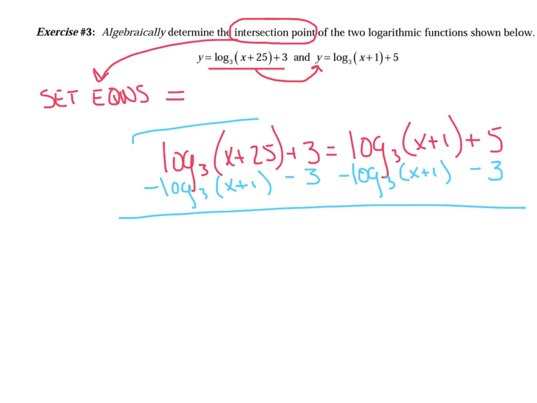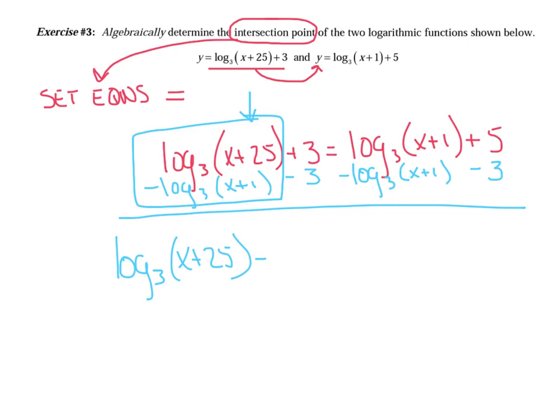And now, these two terms are not like terms because they have different inner functions. So I cannot combine them together yet. I just have to list them separately. So I'm going to say log base 3 of x plus 25 minus log base 3 of x plus 1 equals, and then when I subtracted the 3 from the 5, I got a 2.